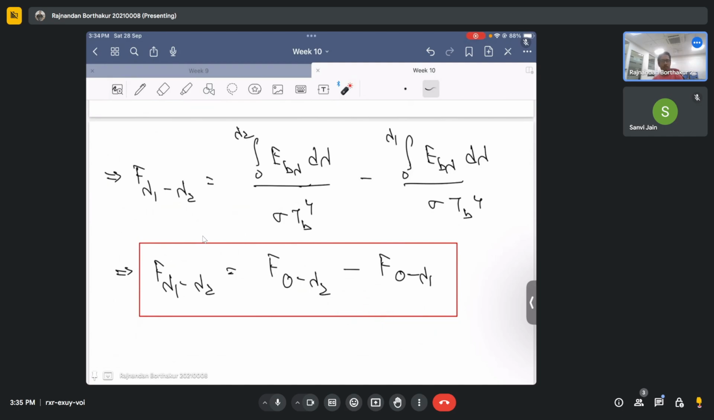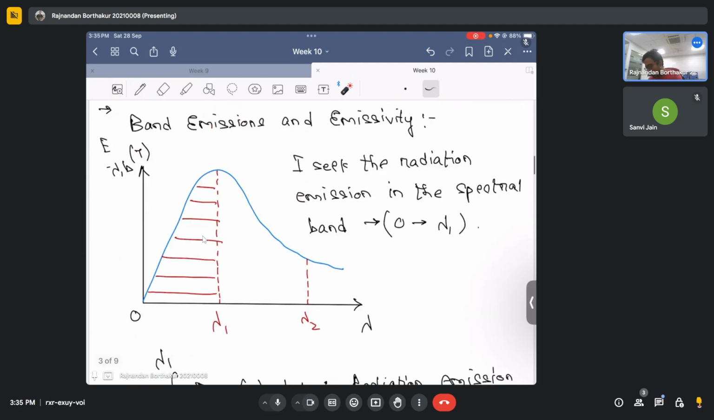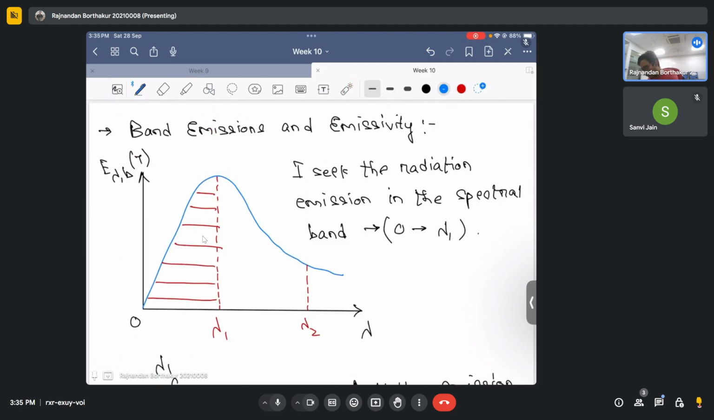So I repeat, if you want to calculate the fraction of energy lying between two wavelengths, you need to subtract the fraction of energy lying up to the lower wavelength from the fraction of energy lying up to the higher wavelength, to get the fraction in between the two wavelengths we are considering. For instance, this is shown by this graphical illustration: if I now want to calculate this blue area, I just need to know my F 0 to lambda 2, and then subtract my F 0 to lambda 1.